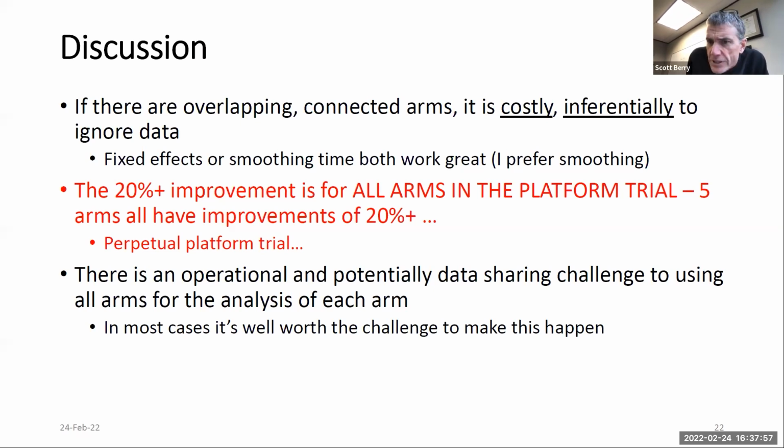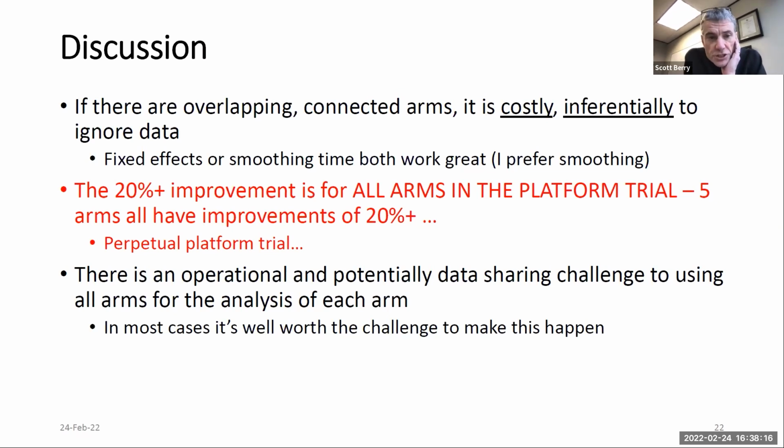Every arm increases in size if you restrict it to concurrent controls, which might mean you investigate less arms. You take less shots on goal. It has huge ramifications across a perpetual platform trial. It's not a one-shot trial where we can overcome it.